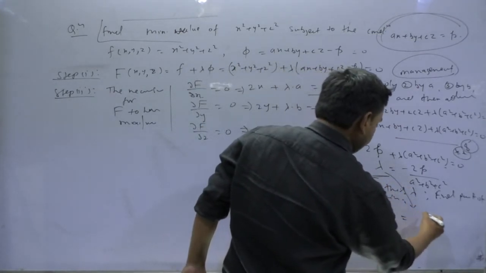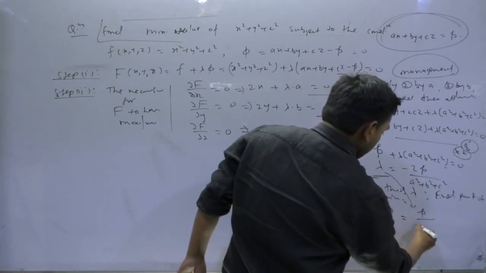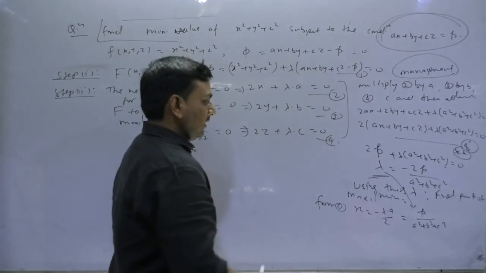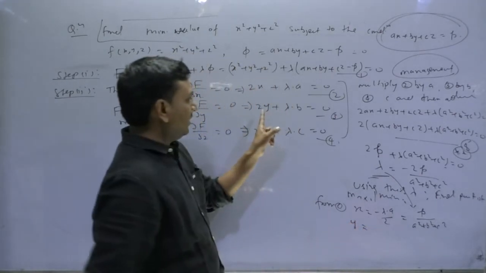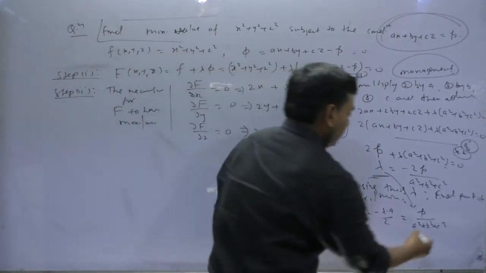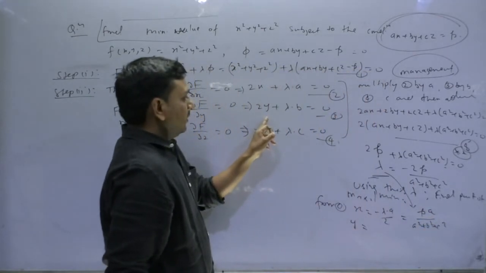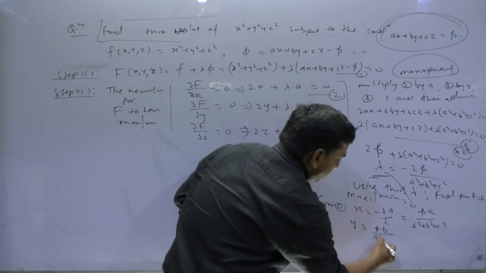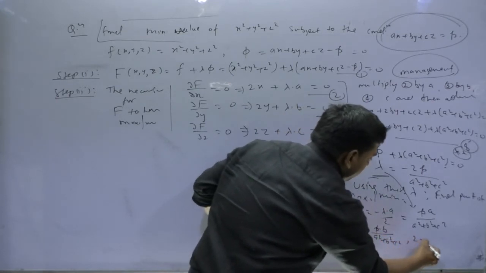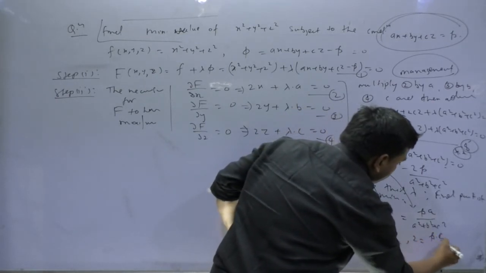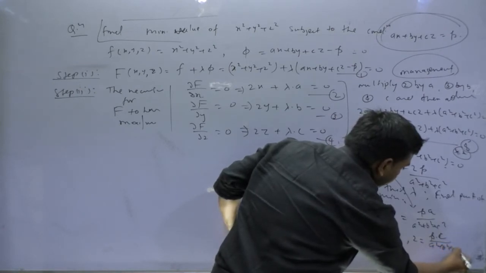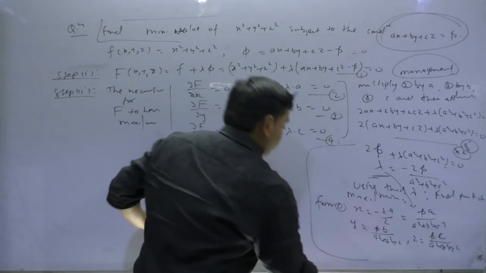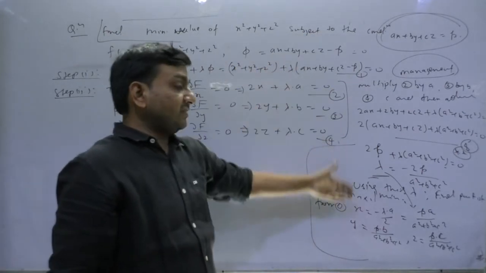We will have x equals p upon a square plus b square plus c square, times a. Similarly from here, check it out, lambda gives p into a. Similarly we will have y equals p into b upon a square plus b square plus c square. z equals p into c upon a square plus b square plus c square. Clear? Please do revise.